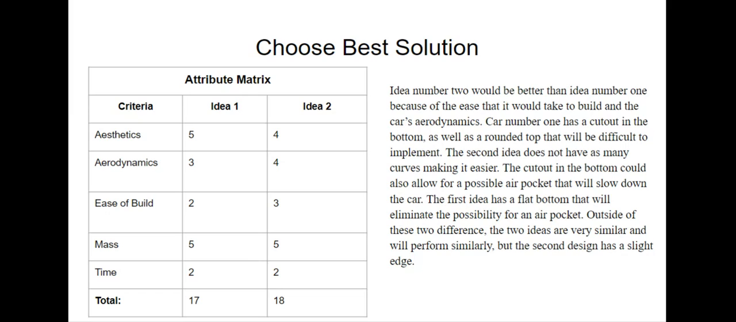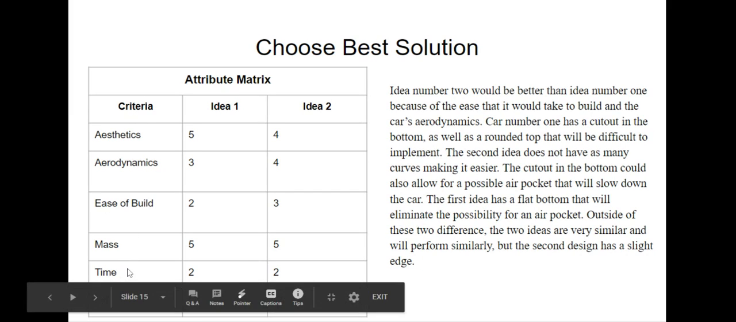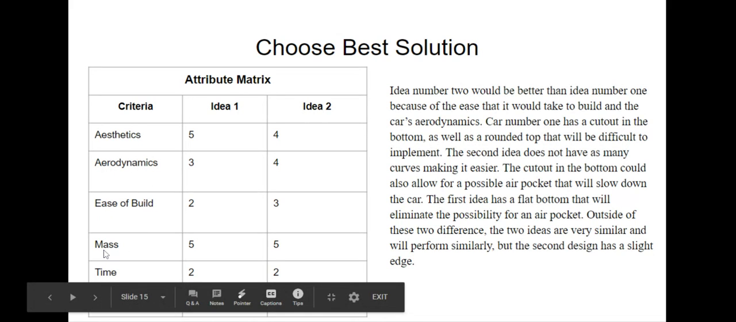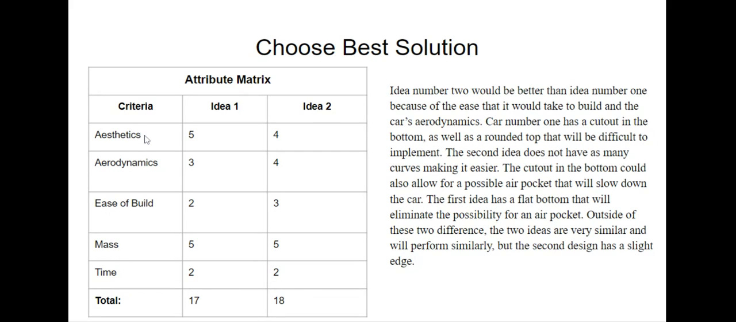Basically, what you do is list some criteria that you can compare the two ideas with. So the criteria being compared here is the aesthetics or appearance, which car will be more aerodynamic, which car will be easier to build, which one will be heavier or lighter, or mass, and which one is going to take most time to make. And what you do is rate each criteria on a scale of 1 to 5, with 5 being better, and 1 being worse. So aesthetic wise here, idea 1 was better than idea 2.